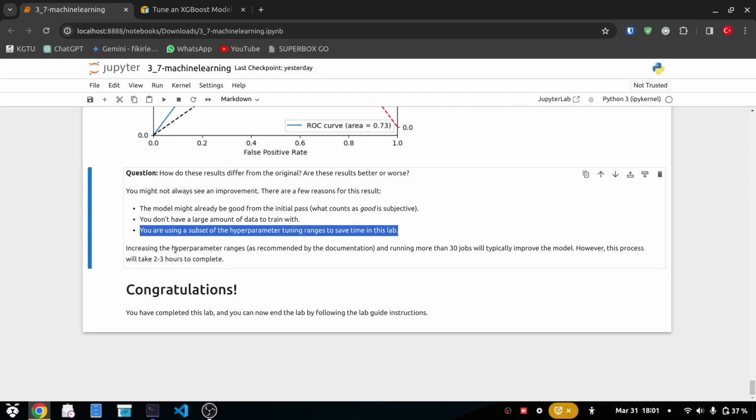Increasing the hyperparameter range is one solution, as recommended by the documentation, and running more than 30 jobs will typically improve the model. However, this process will take 2 to 3 hours to complete.